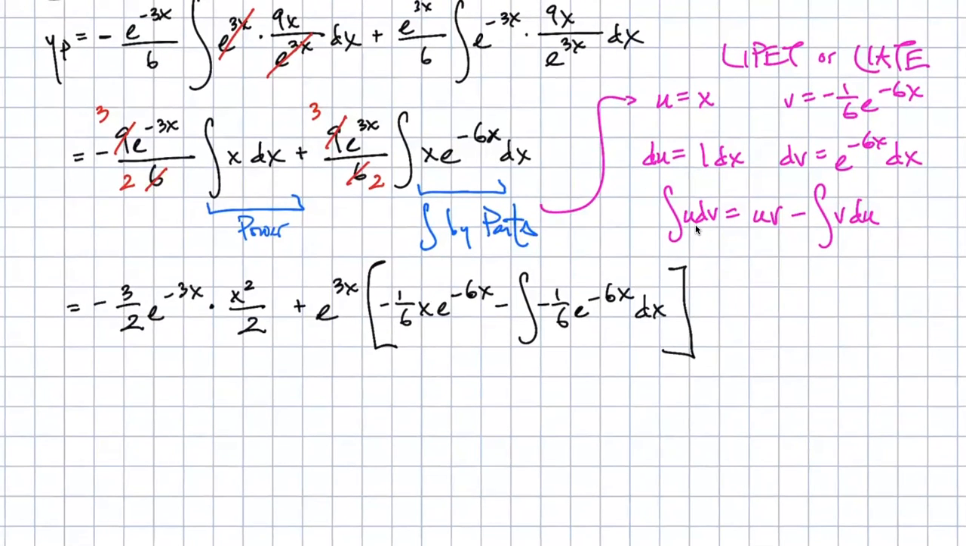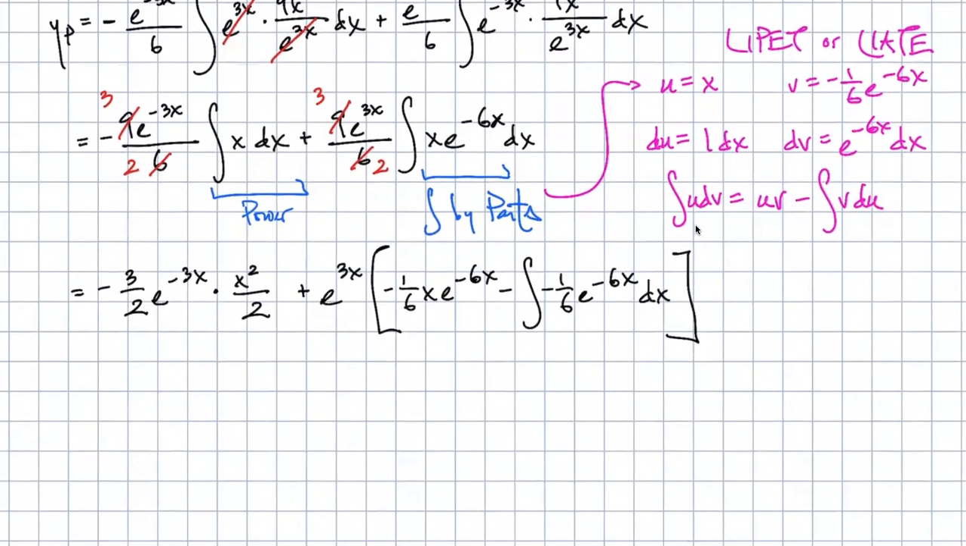Lots of negative signs. I try and keep track of those along the way. All right. So we've got negative 3 over 4 x squared e to the negative 3x, right? That's what that first term becomes. Plus I have to be really careful here because I already forgot this 3/2 in front of there.